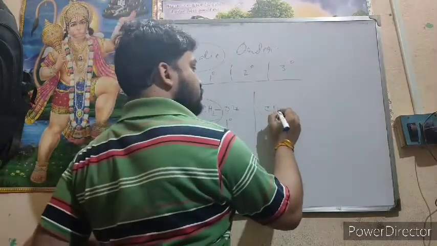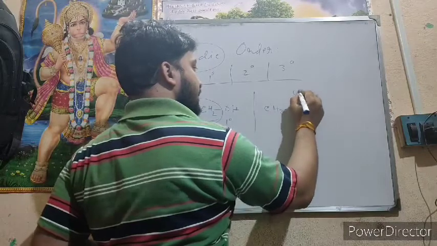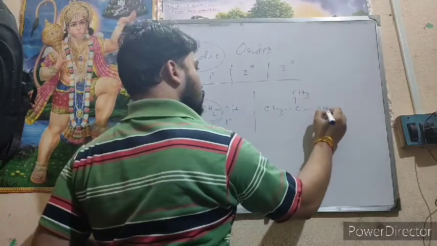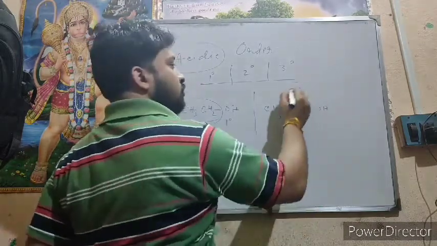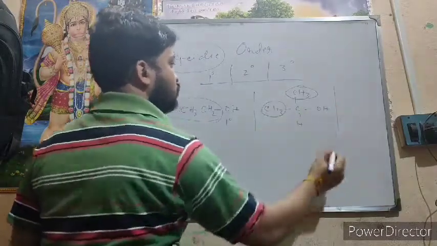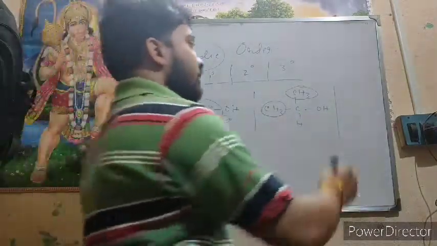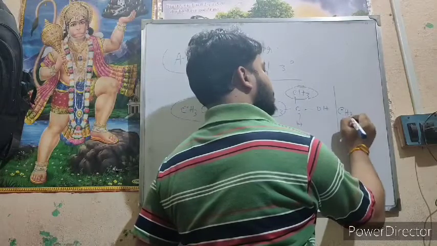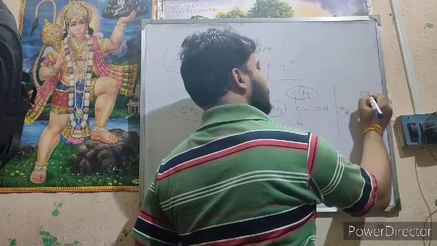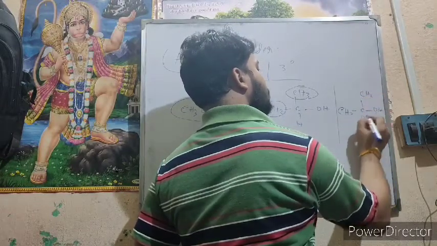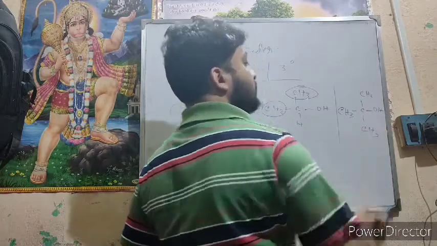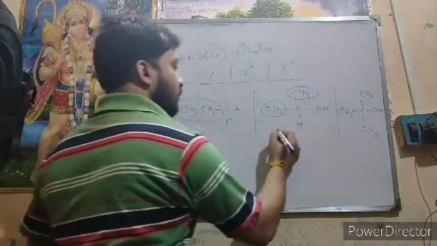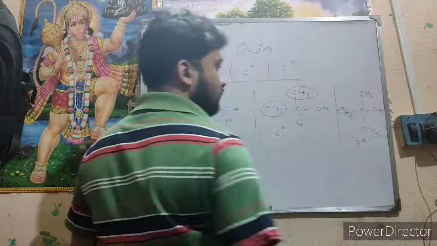If we write CH3, CH, OH, CH3, 2 bulky groups are here. So this is 2 degree alcohol. If we write CH3, C, OH, CH3, CH3, so this is 3 degree alcohol. 1 degree alcohol, 2 degree alcohol, 3 degree alcohol.